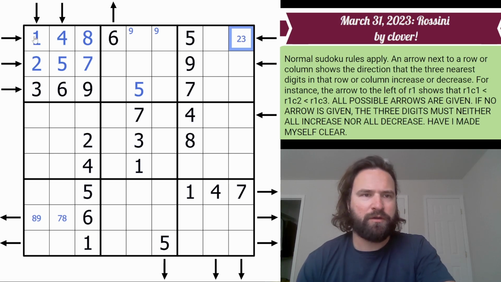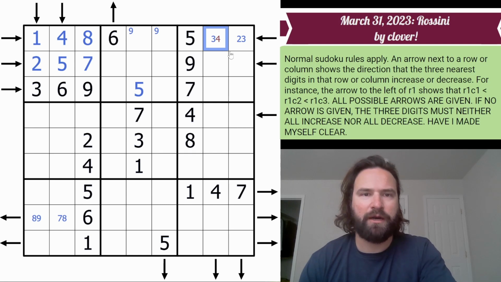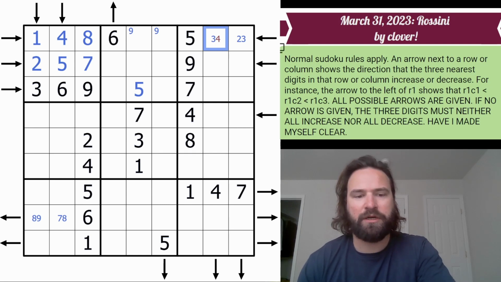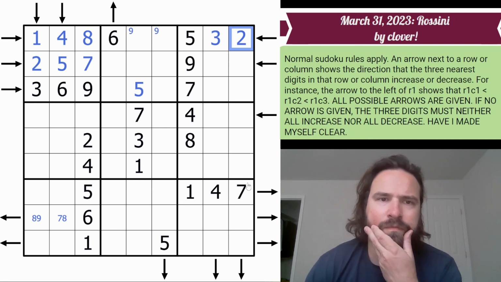Alright, so this couldn't be a 1 because there's a 1 there. So this is a 2 or a 3, and now this is a 3 or a 4 because the lowest this can be is a 2, and this has to be higher than that, which places a 3 here. We're making progress. 3, 2. Awesome.